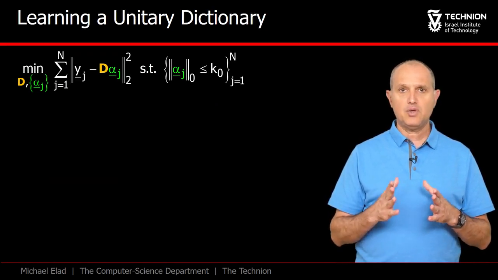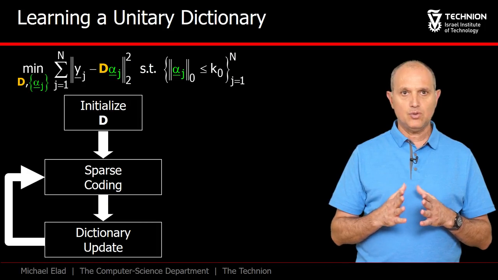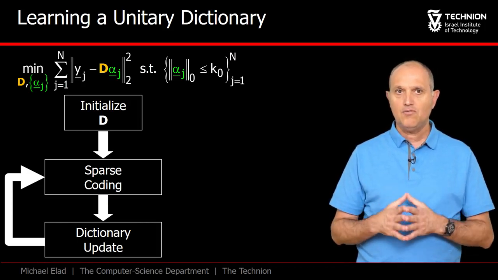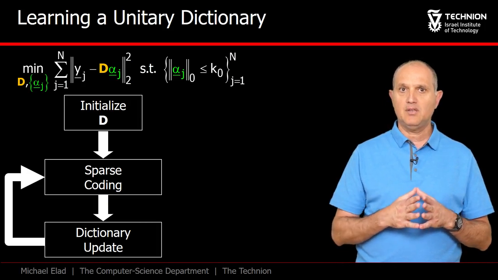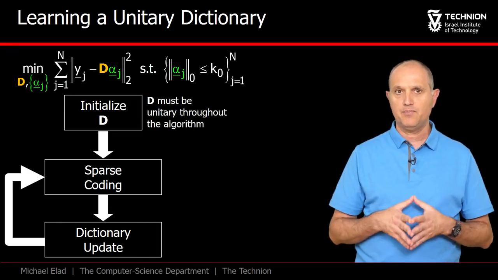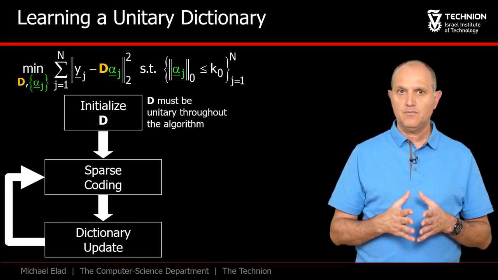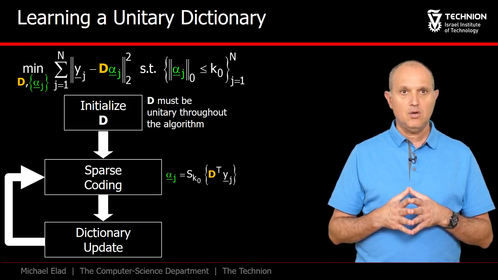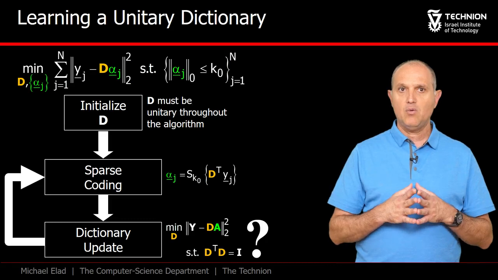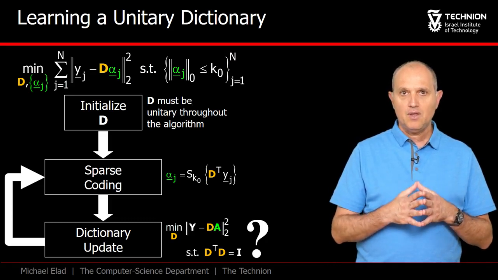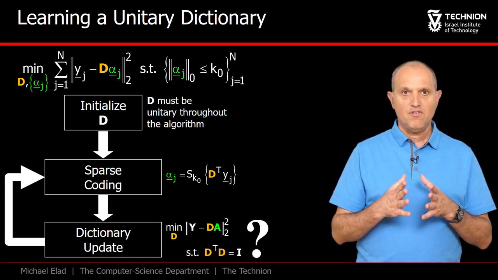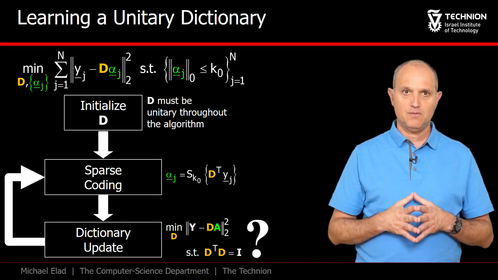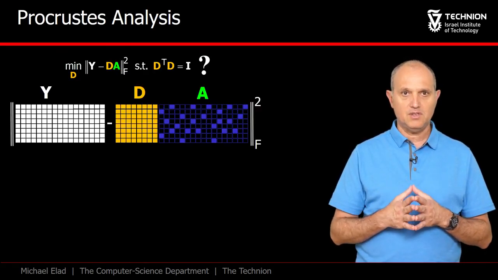So let's design the training algorithm. As usual, it will have the structure we have already seen of initialization, followed by iterations in which we update the representations and the dictionary. When initializing, we must choose a unitary D. In the pursuit stage, we use the thresholding algorithm. And when we are to update D, this is the problem we face: find the unitary D that minimizes the least squares expression. How should we solve this?